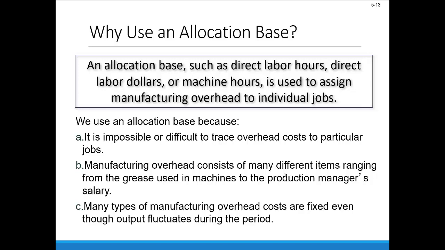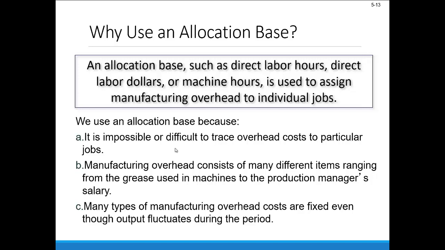We use an allocation base, or this activity base or measure, because it's impossible, or at least difficult or not cost effective, to trace overhead costs to particular jobs. Remember, by definition, overhead costs are all indirect costs, and indirect costs are not easily associated with individual products or services being provided. So we have to have some kind of measure by which to assign these costs to individual jobs, some measure of the relative resources that each job consumes.